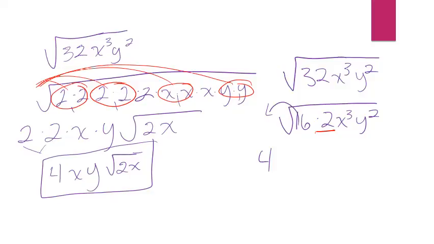And then we have 3 x's, which 2 of them can come out. When there's 2 of them, we get an x. So we still have 1 x left over. And then we have 2 y's that can come out. And so that's gone. So all we have left over now is 2x. We only have one of the x's left, and we have our 2 left over because that's what I underlined in red.